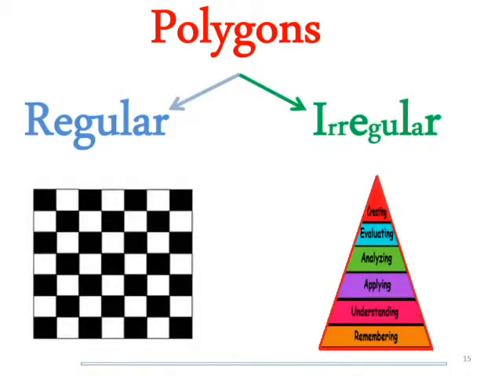Polygons can be broken down into 2 main groups. Regular polygons that have all sides the same length, like squares and equilateral triangles, and irregular polygons that have sides with different lengths, like rectangles, isosceles and scalene triangles.